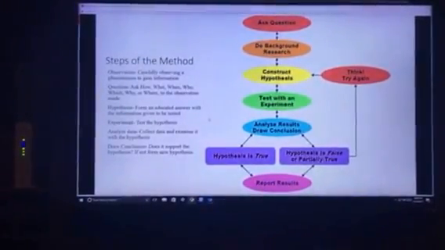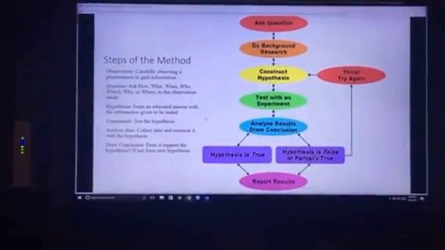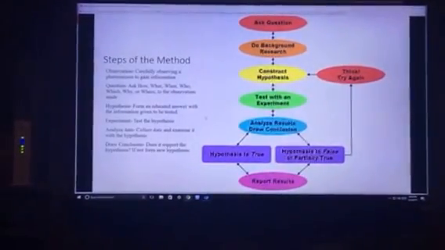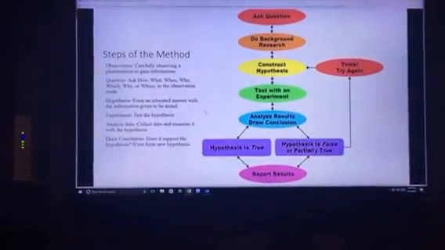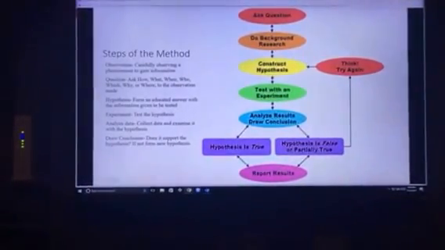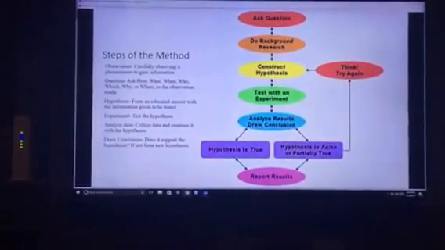Draw a conclusion. Does it support the hypothesis? If not, form a new hypothesis. So, Tom, with his data, has found that his battery does not start, and therefore his hypothesis is correct. If it was not correct, he would have to go all the way back, construct a new hypothesis, and work with a new experiment.